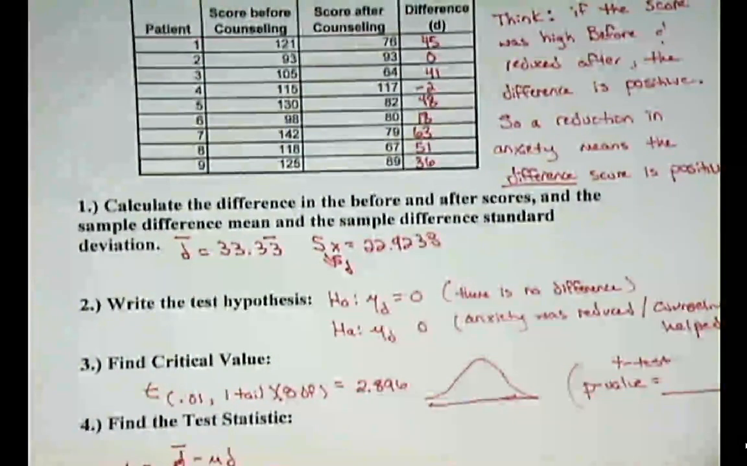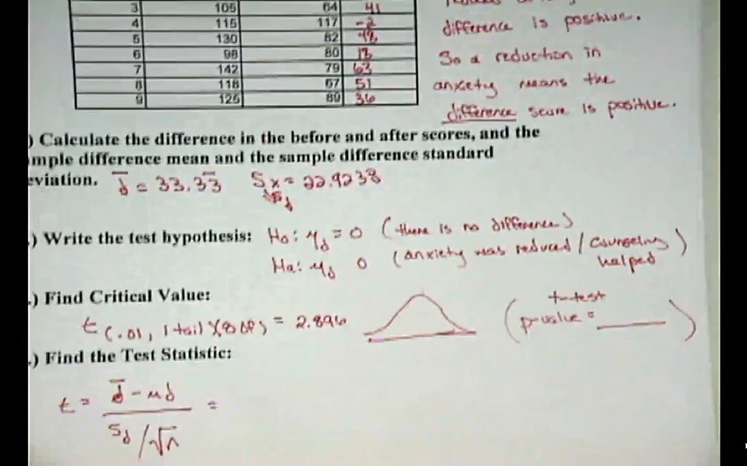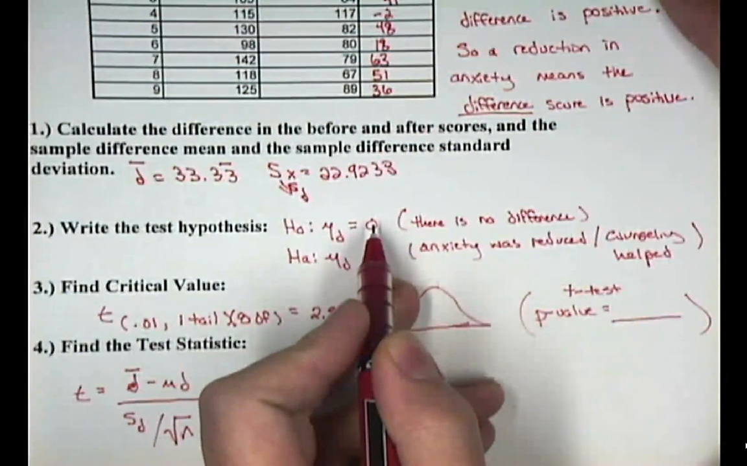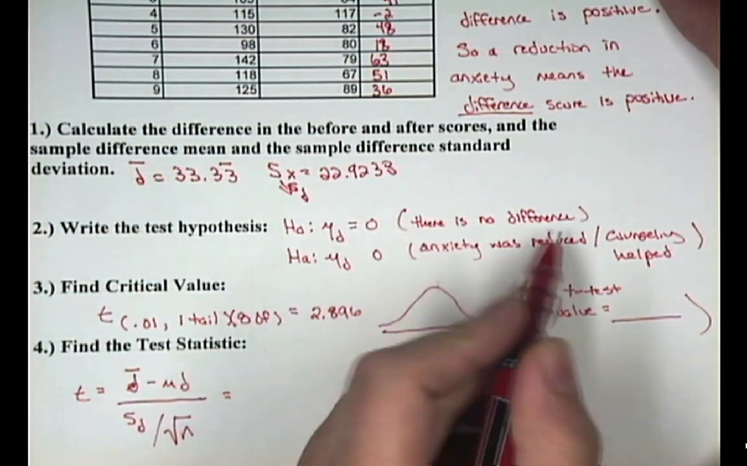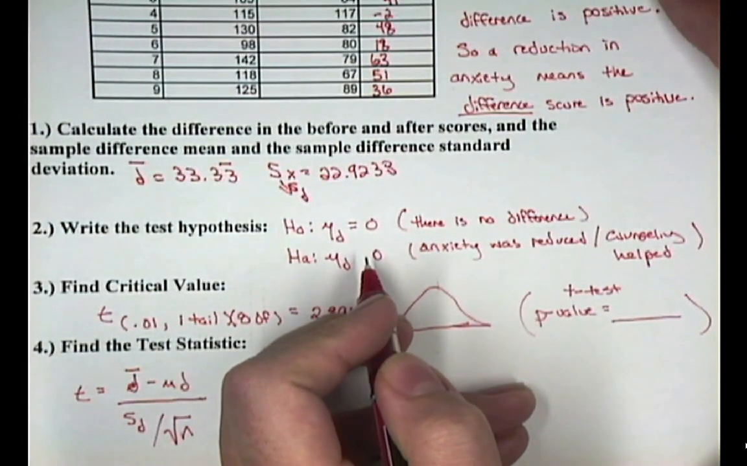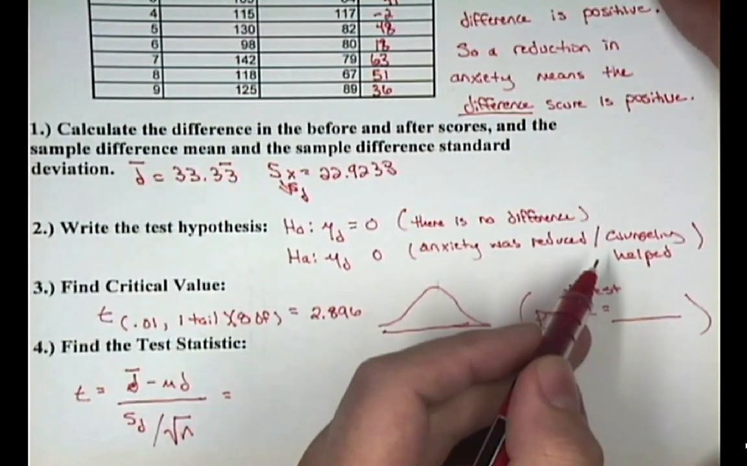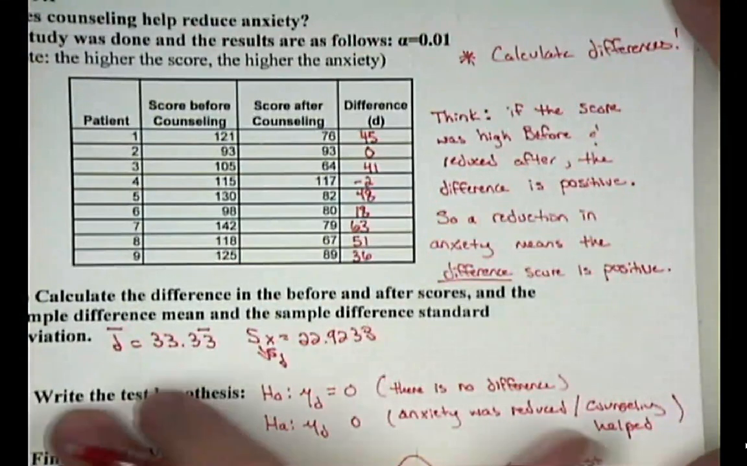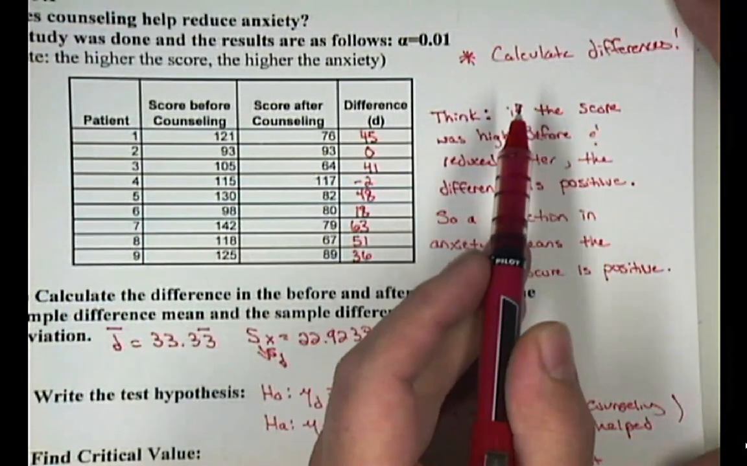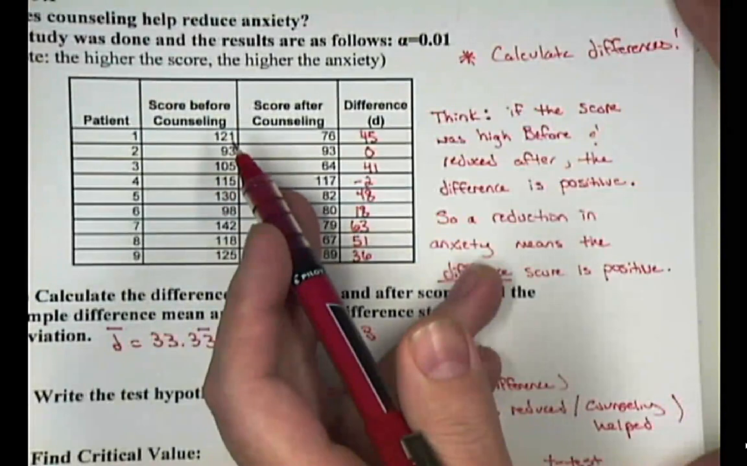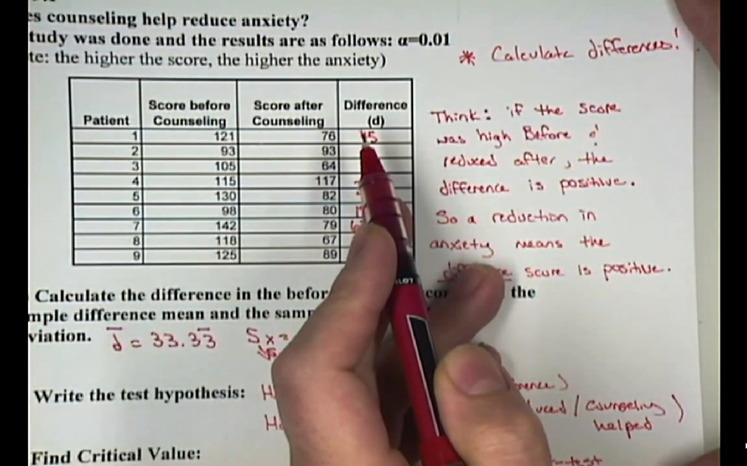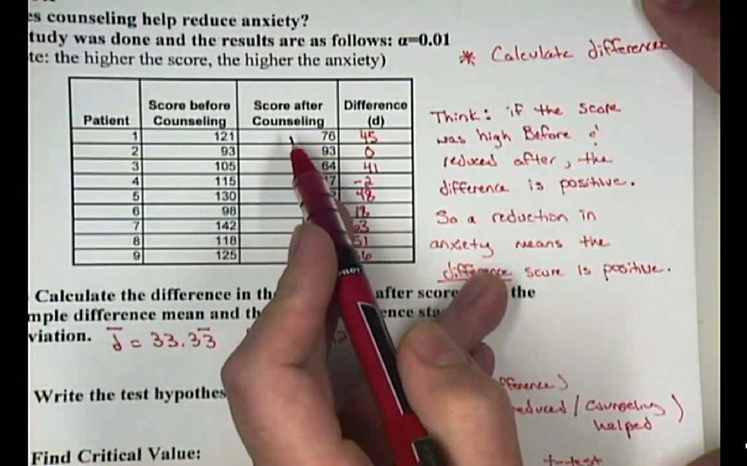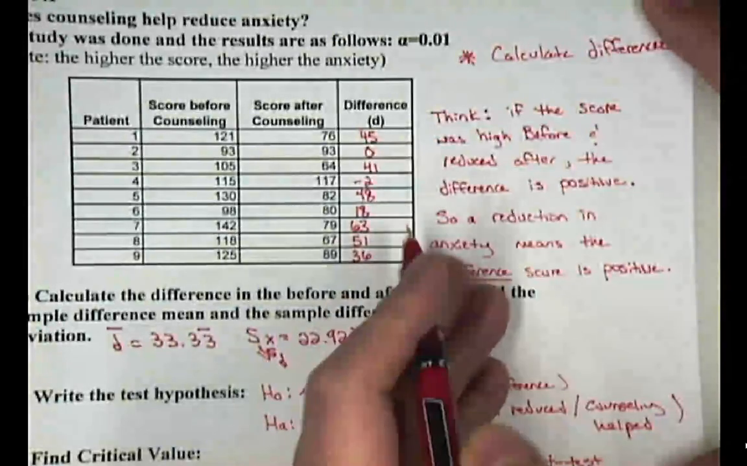Now we need to set up our hypothesis. The null hypothesis is that the mean of the differences equals 0, meaning there is no difference, and that's always how the null is set up. Now we need to pick an alternative symbol to indicate that anxiety was reduced and counseling did indeed help. This one's tricky, and I messed it up the first time I did it. You have to really think about what we're doing here. We're subtracting before minus after. So if the before score is high and counseling is indeed helping reduce anxiety, their after scores will be lower, thus the differences would be positive.